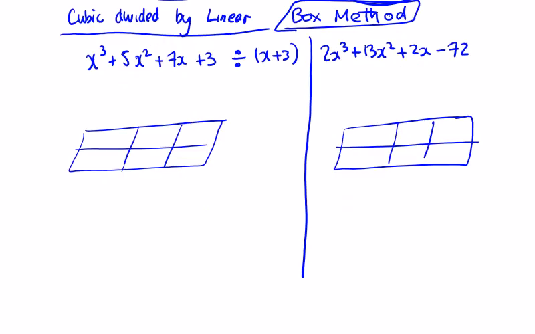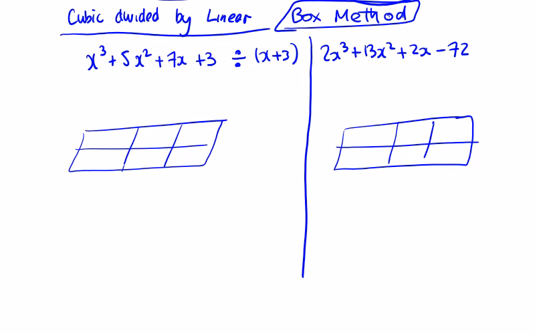Now we're on to a cubic divided by a linear. Now there's a couple of ways to do these questions. In the old days when I was young, back in the black and white era, there was a particular method to do these questions. There's a new method I think that's probably better that I'm going to use. So the method is called the box method.